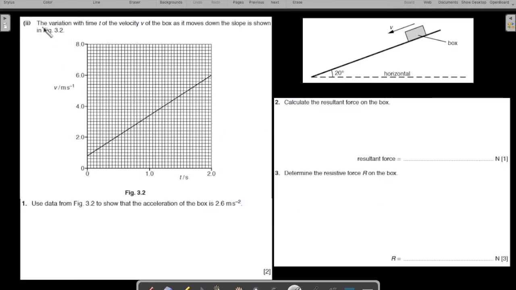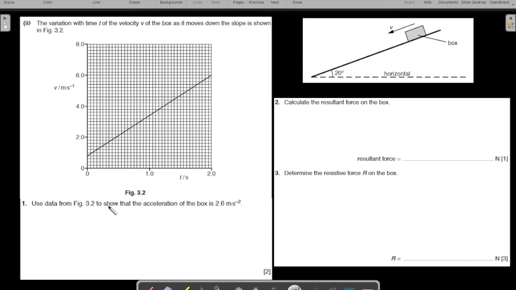Let us come to the next question. The variation with the time t of the velocity v of the box. It is a velocity time graph. As it moves down, the slope is in this figure. So what is happening? Just try to have a quick look and try to understand what is happening. The velocity is increasing with every passing time. The velocity was constant at 0. It was not moving for some time. Then it started moving and the velocity is increasing with every passing time.